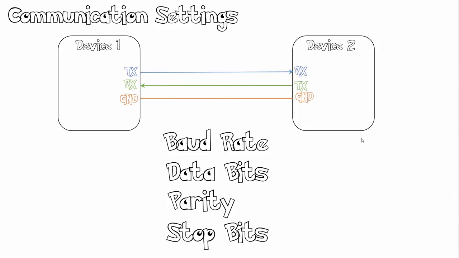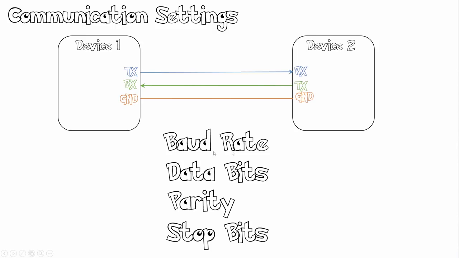So UART communication is peer-to-peer, so you can't have multiple devices on the same UART bus. This can be a bit of a disadvantage if you want to have multiple devices in your design. So looking at the communication settings, say device 1 wants to transfer some data to device 2. It needs to have these settings set up in order to communicate.